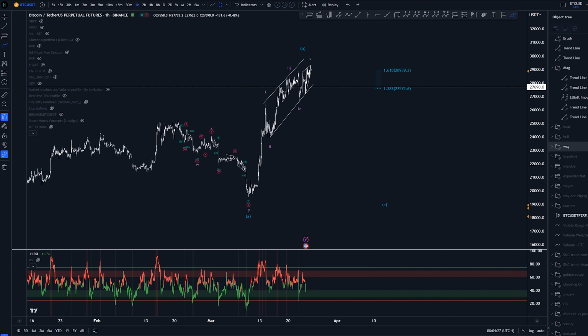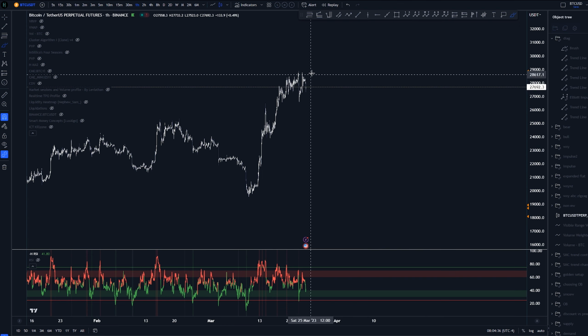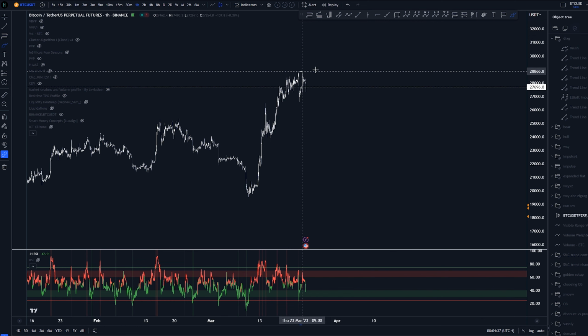But yeah, that's that. Those are the more bullish counts that I have at the moment, but I'm still looking for a larger dump or correction after possibly one more high, or if this whole thing is already done, then we can be, of course, looking for more downside already.